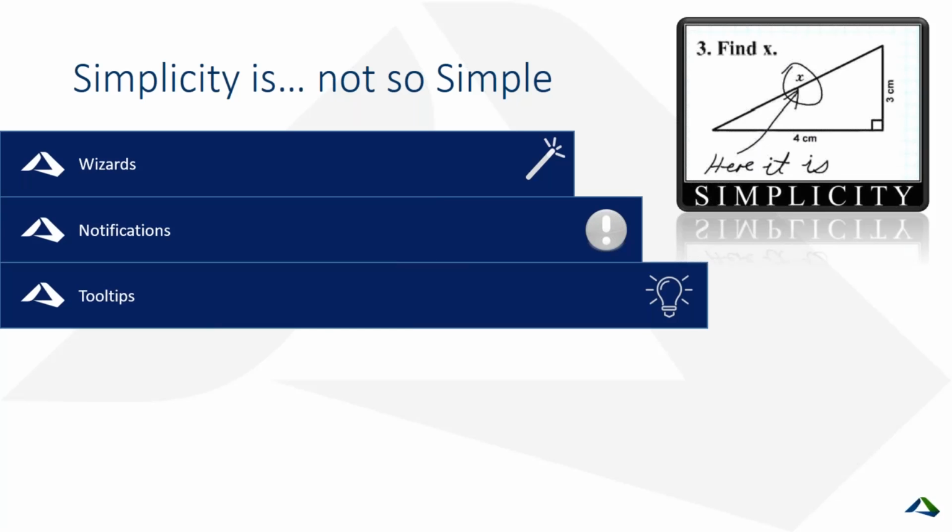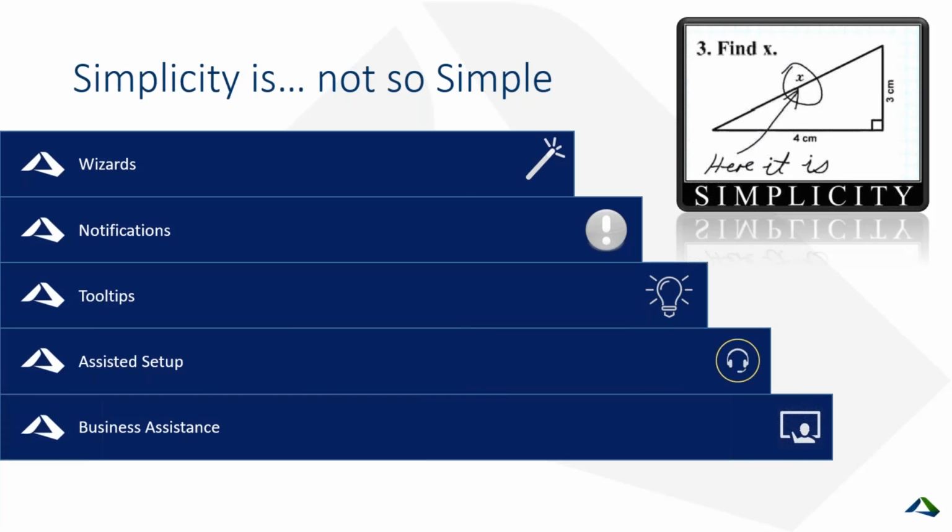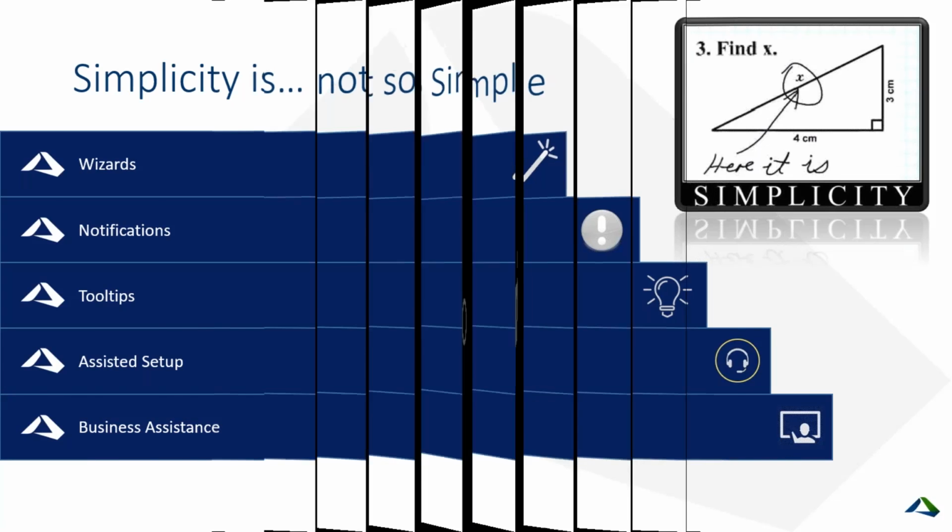Tooltips is a very old property that already existed in very early versions of Navision when it came to the Windows platform, but they were never intensively used until now. The last two elements of simplicity are assisted setup and business assistance, which I will show as well during the demo. All in all, I think it's safe to say that simplicity is not simple. And as Marco Peresic said during one of our meetings, some people get it, and some people just don't.